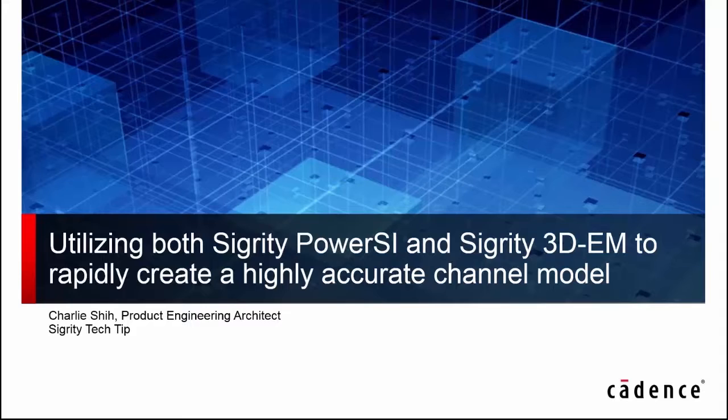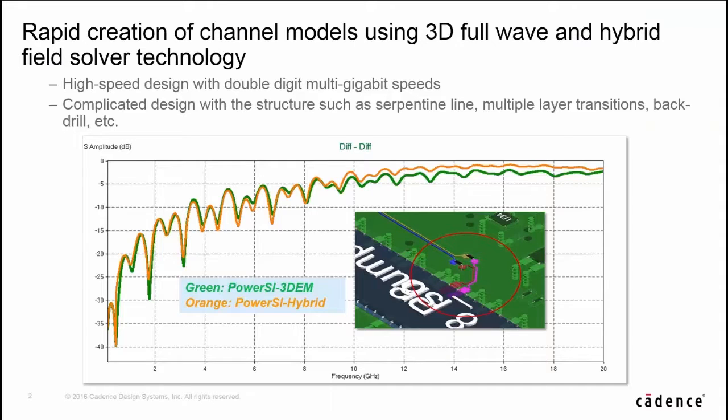In many cases, PowerSI can provide a very good accuracy model compared with 3DEM. In this demo case, we see there is a need to switch from PowerSI to 3DEM for a higher accuracy model due to 3D structure, especially at higher frequency area.